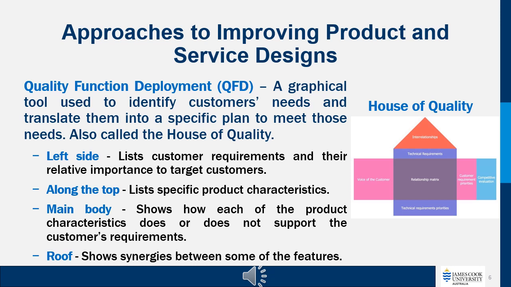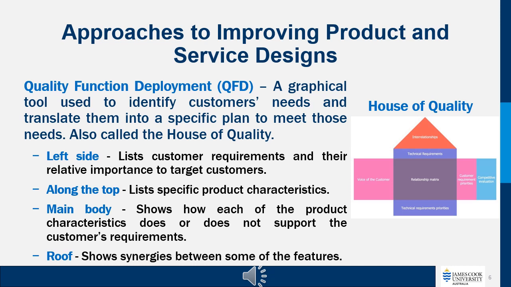Quality function deployment is a systematic approach and graphical tool used to capture and prioritize customer requirements and translate them into a specific plan to meet those needs. The House of Quality is a commonly used representation of quality function deployment. Let's break down the different components of quality function deployment and the House of Quality.